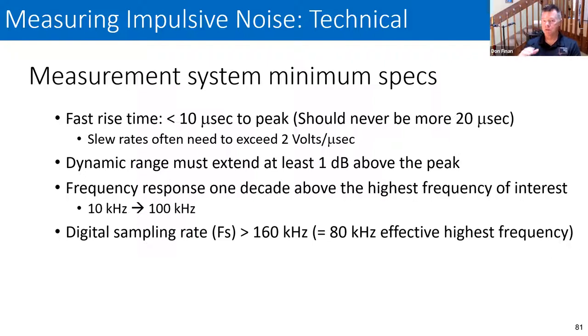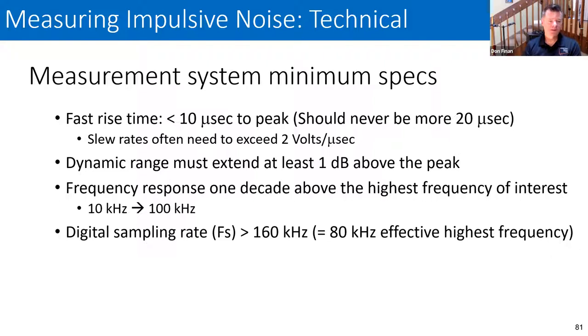Slew rates, this ability to change in terms of electronic values, often need to exceed 2 volts per microsecond. This is actually a very, very high slew rate for an electronic device. Not all electronic devices can change their value that quickly. The dynamic range must extend at least a decibel above the peak you're measuring, and it should be way more than that, actually, to be more accurate.